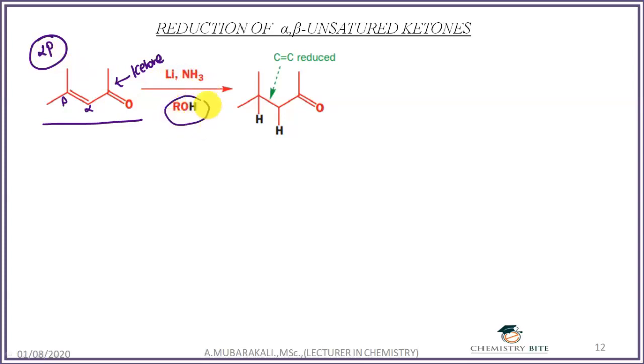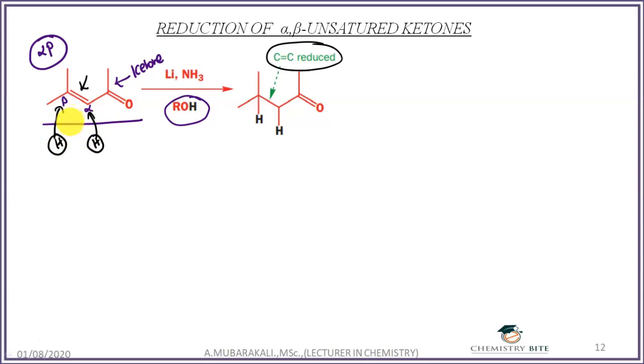So here, when we are using the proton source, you can see what we have done. Two hydrogens from the proton source were added. This double bond will convert into a single bond like this. The C double bond C was reduced and 2 hydrogens were added. So one hydrogen was added on the alpha carbon atom and another hydrogen was added to the beta carbon atom.